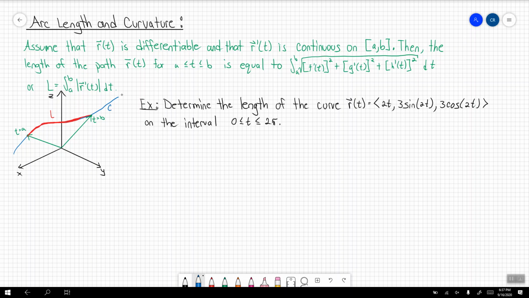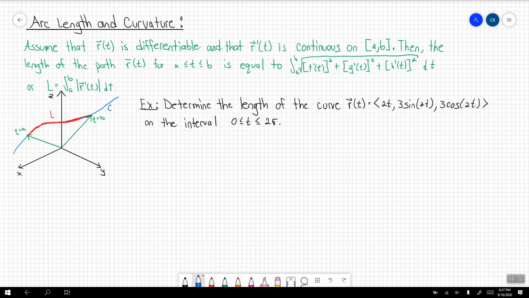And the blue curve behind it is the curve that's being modeled out in R 3 space, given by r of t. And we have our two bounds, t is equal to a and t is equal to b. And within those bounds, again, we're trying to find that length of the curve. So in this particular question, we want to determine the length of the curve, which is r of t, given by the components 2t, 3 sine 2t, and then 3 cosine 2t. And this is going to be on the interval from 0 to 2 pi.